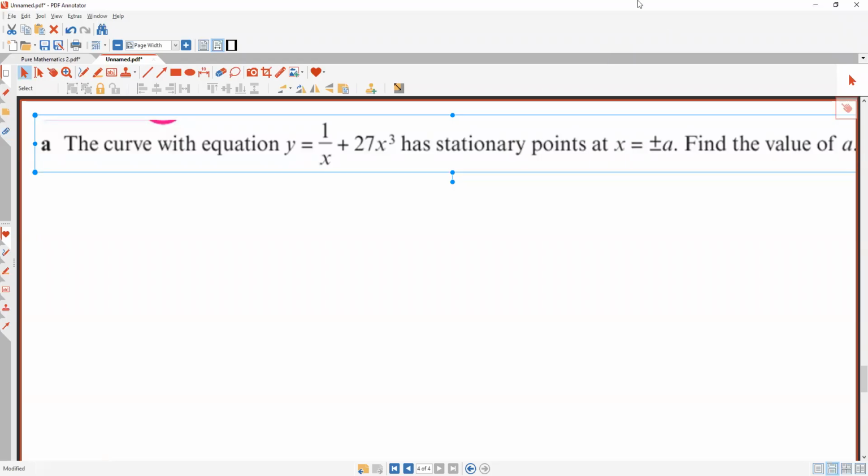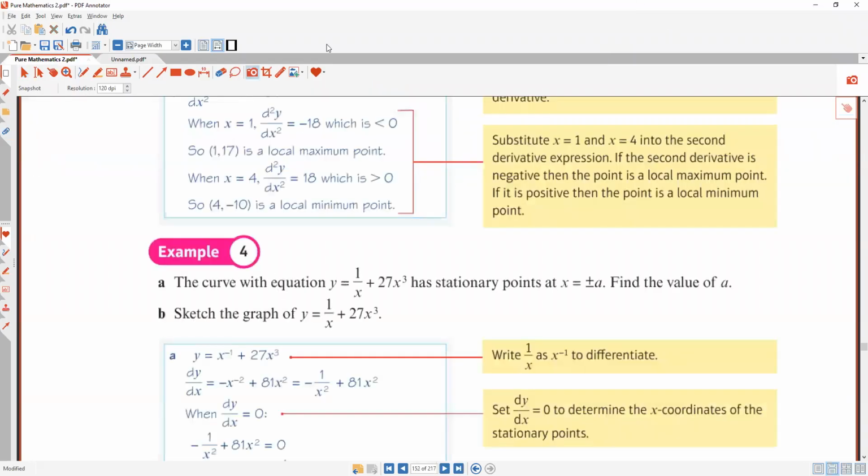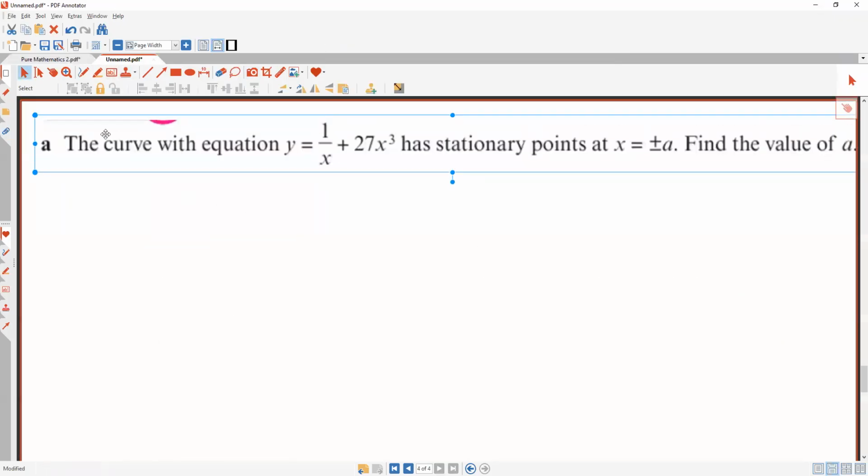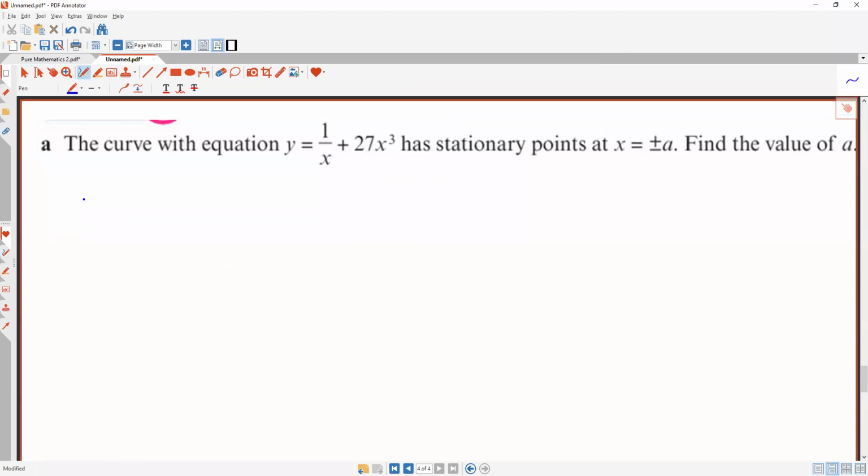Let's do this one. Which example is this, by the way? This is example number 4 from the textbook P2. Okay, so you're having y is equal to 1 by x. Now what they said has a stationary point. So I need to find the stationary point, only the x value. I don't have to find the y value.